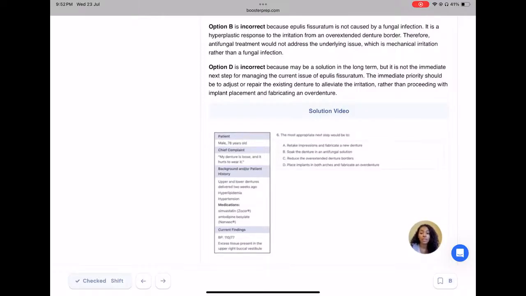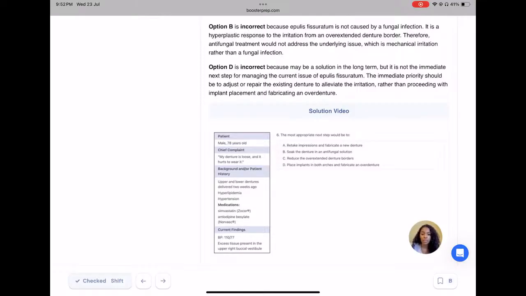So based on what is given, we can conclude that this patient is suffering from epulis fissuratum, which is an inflammatory fibrous hyperplasia seen in patients with an ill-fitting denture. It's commonly seen in the buccal vestibule. This fits with the criteria given to us about this patient.